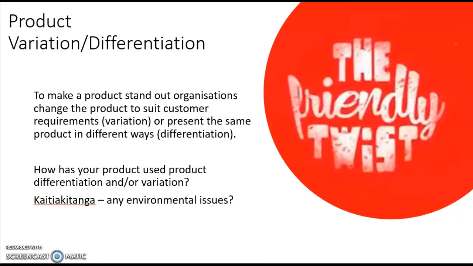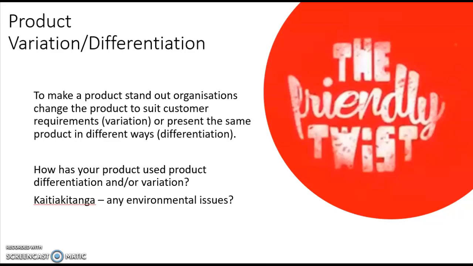So a variation is where you're actually changing the product. For Coca-Cola, it's changing it from the original Coke to Zero Coke, Vanilla Coke, Raspberry Coke, actually changing what's in there. Whereas differentiation is the same product, maybe packaged in the same way or promoted in a different way. So it might be glass bottle, 2 litre bottle, cans. It might be a competition. So differentiation, same product, but just promoted in a different way.